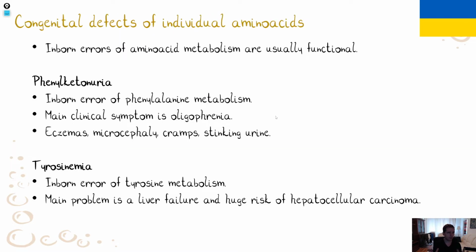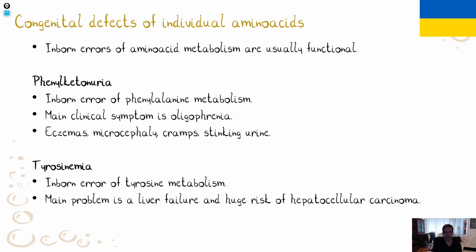So this was about the proteins as a whole, but apart from that, there is a group of congenital defects of individual amino acids. So there are some inborn errors of individual amino acids. They are, let's say, marginal from the pathological point of view because they are usually functional. So usually there is no morphological correlation, and those diseases are rather functional. But they are definitely not marginal from the clinical point of view because they are not so rare, and they can be very severe, and they are important.